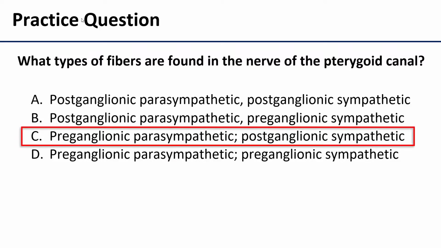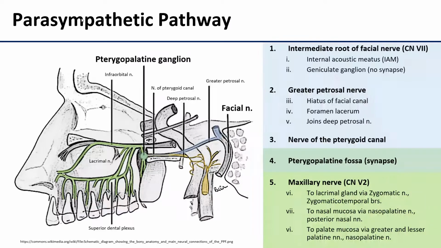The correct answer here is C. You would find preganglionic parasympathetic and postganglionic sympathetic fibers in the nerve of the pterygoid canal. Remember, the nerve of the pterygoid canal is formed when the greater petrosal nerve, which is carrying preganglionic parasympathetics from the facial nerve, joins up with the deep petrosal nerve, which is carrying postganglionic sympathetics from that carotid plexus. Those have already synapsed in the superior cervical ganglion and ridden up into the head.